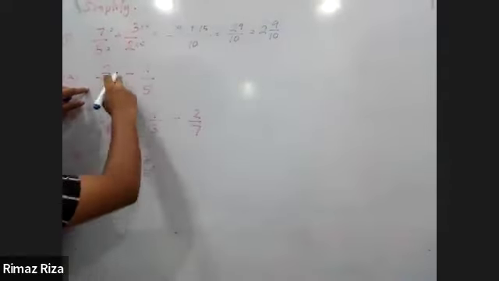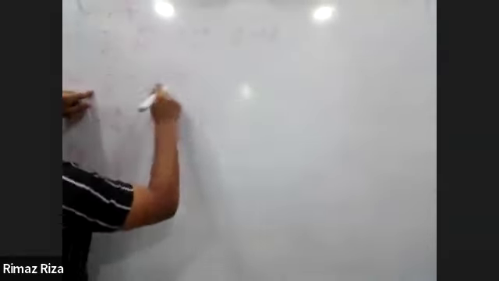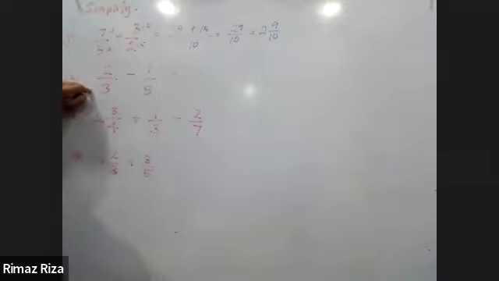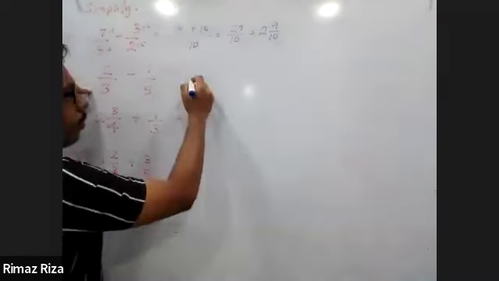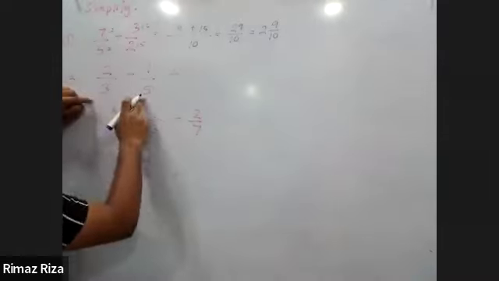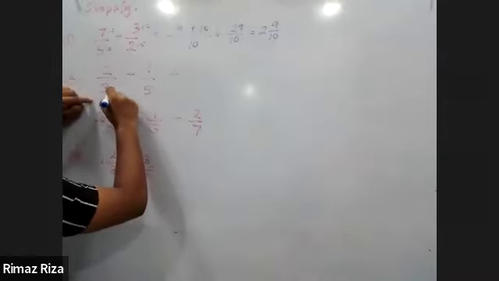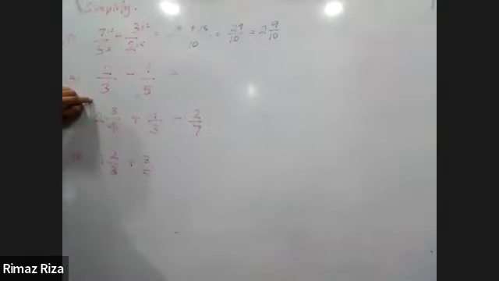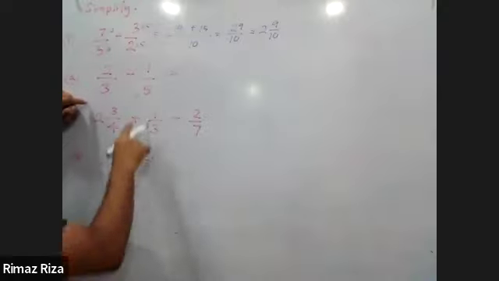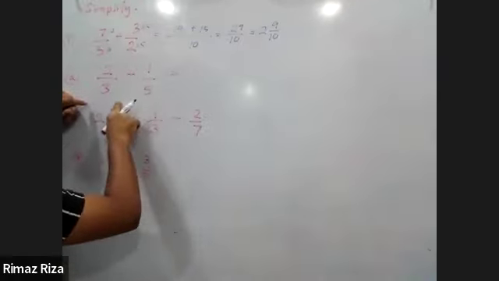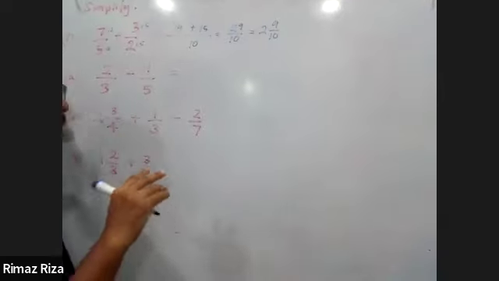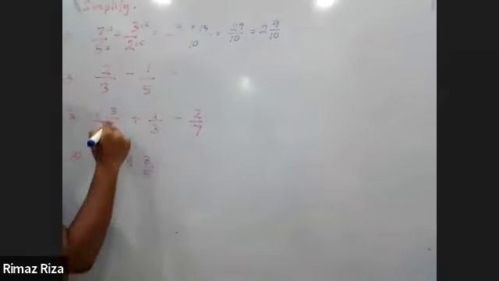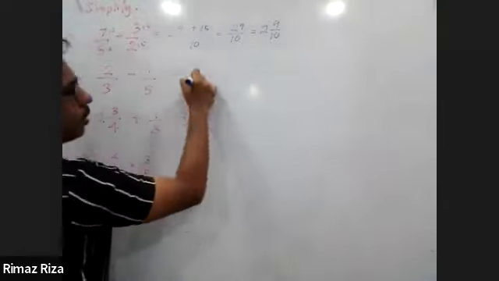Second one, 2 over 3 minus 1 over 5. So the LCM, least common multiple of 3 and 5 is 15. Since 3 and 5 are both prime numbers, the LCM of these two is their multiplication. The least common multiple of two prime numbers is their product. So 3 into 5 is 15. So you write 15.